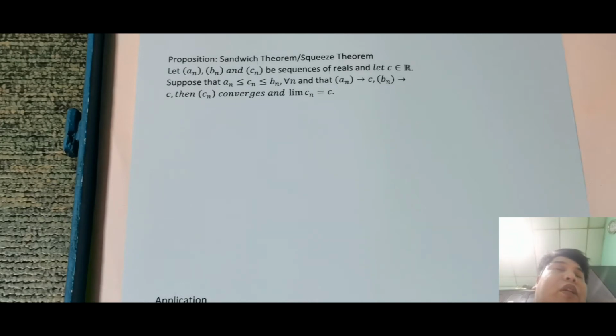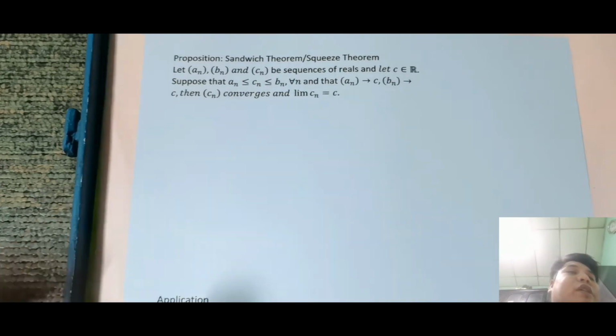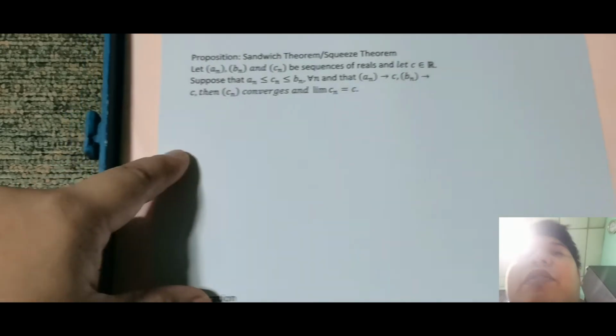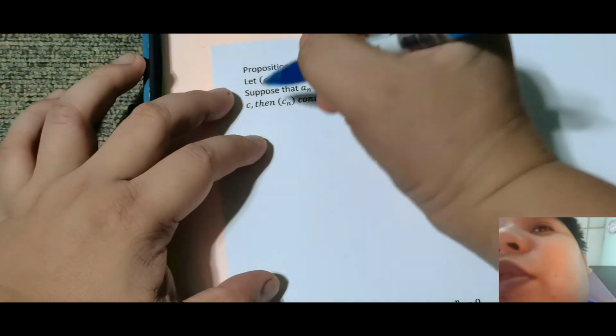Almost parehas lang din siya dun sa sandwich theorem ng function, pero pinagkaiba dito, yung mga iniipit is yung mga sequence. Okay, so let A sub n, B sub n, C sub n be sequences of reals, and let c be an element of the real numbers. Suppose that A sub n is less than or equal to C sub n is less than or equal to B sub n for all n, and that the limit of A sub n approaches c and the limit of B sub n approaches c, then C sub n converges and the limit of C sub n is equal to c. So ang goal lang natin, kailangan mapakita natin na yung limit ng C sub n converges, so meaning dapat may lalabas na value, then yung limit ng C sub n is equal to c. So una dapat nag-exist, pangalawa dapat yung limit niya is c. Okay, so we have two assumptions or parang hypothesis dito. Ito yung proof.